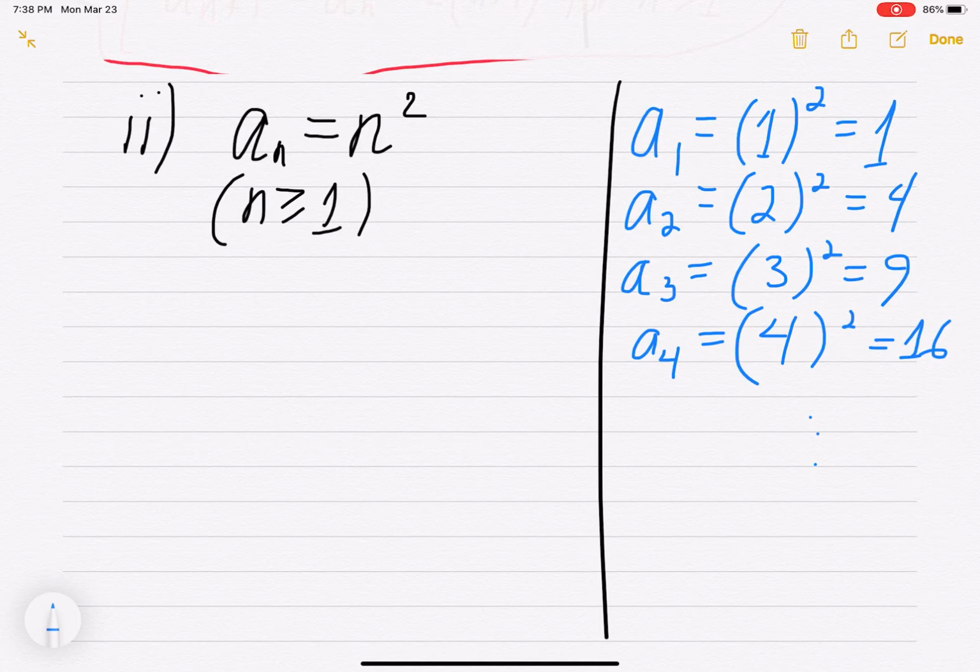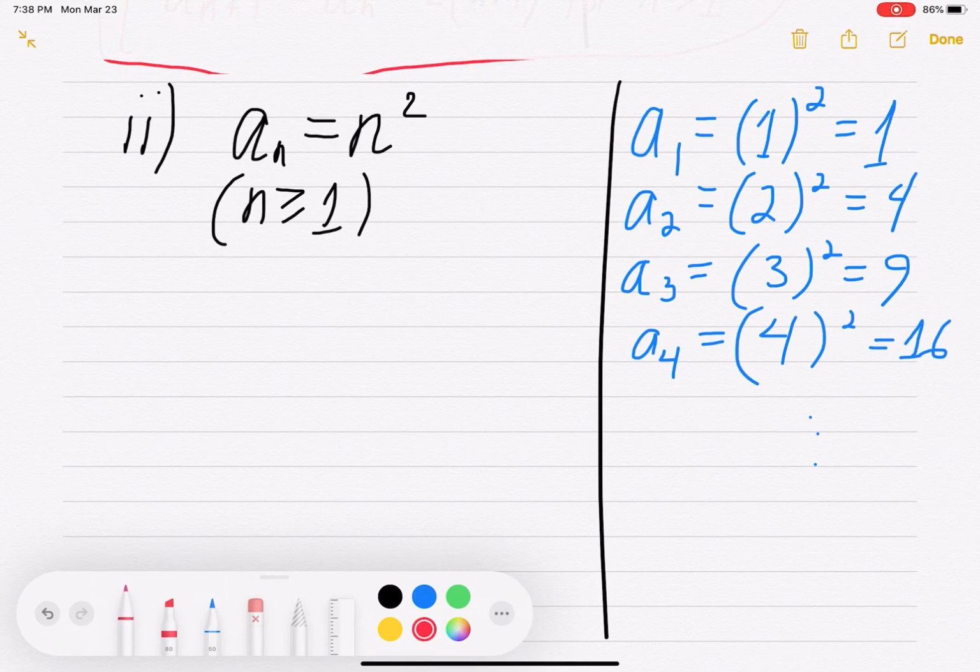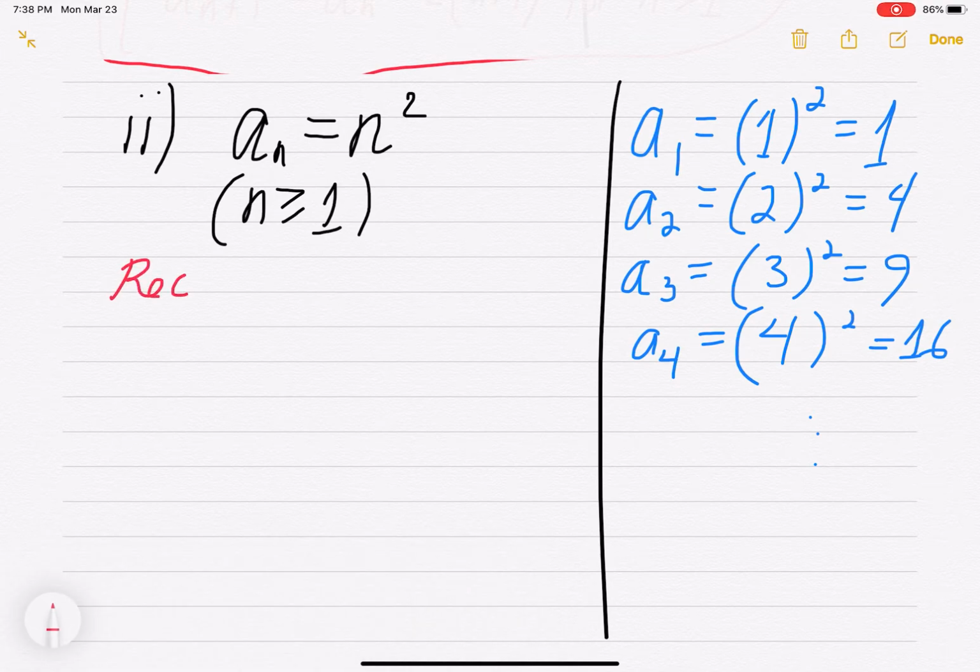So I want to think really carefully about this. I need to come up with a recursive definition here of this sequence.